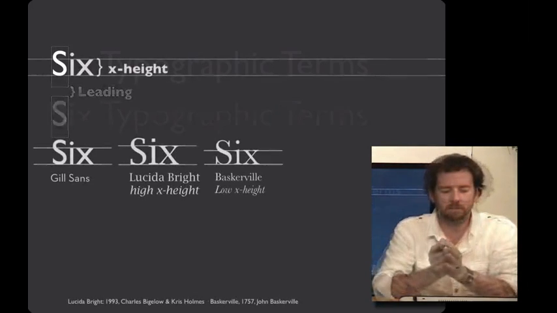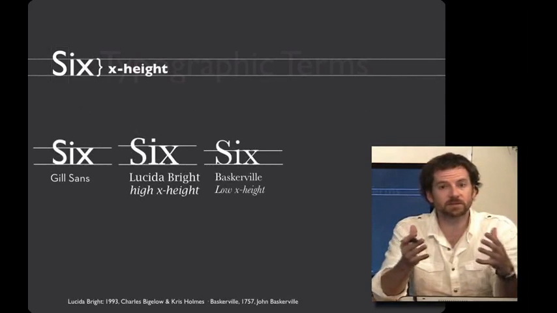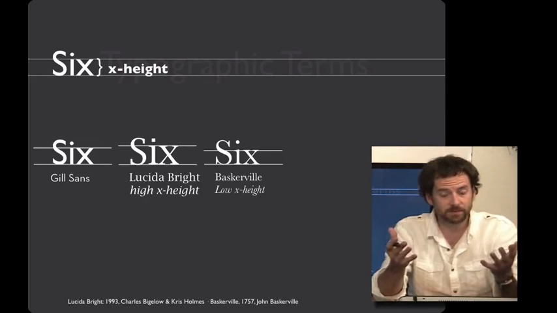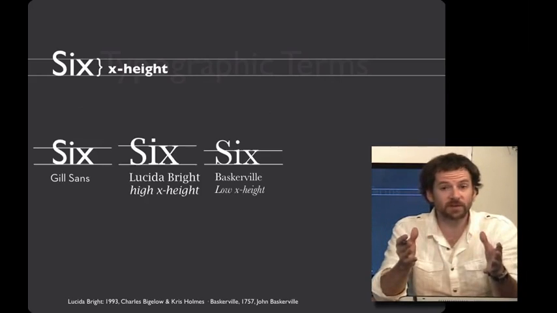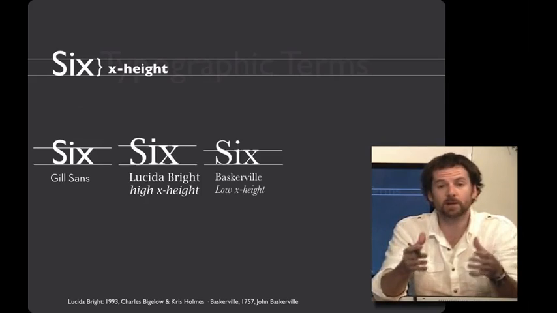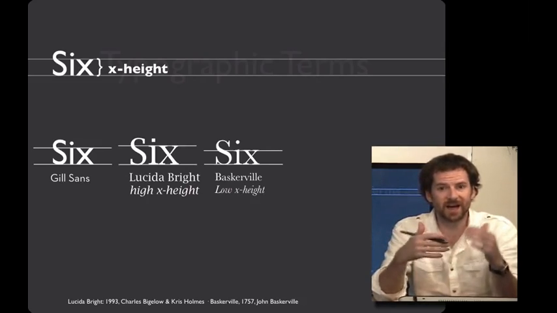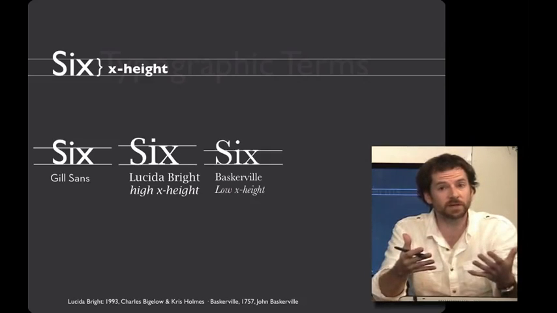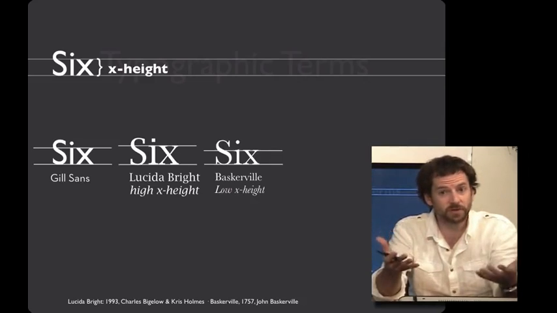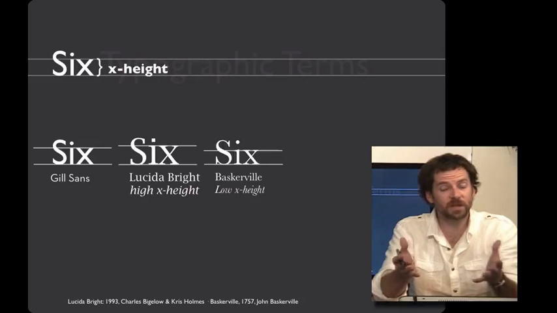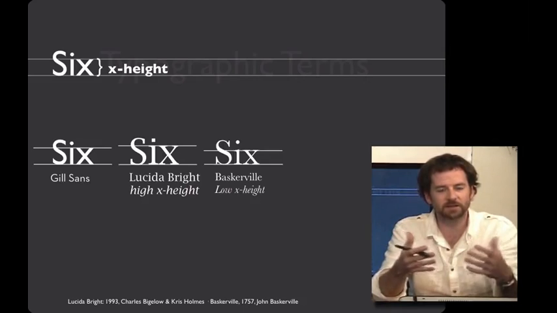The height of the lowercase letters is called the X height, from the X. Some typefaces have a higher X height, like Lucida Bright or Georgia. Other typefaces have a lower X height, like Baskerville. And this is important for design, especially online, because typefaces that have a higher X height will be easier to read at smaller point sizes and on low-resolution devices like most screens. Conversely, typefaces with a low X height, like Baskerville, are used when you're trying to give elegance or a Belle Epoque feel to something.